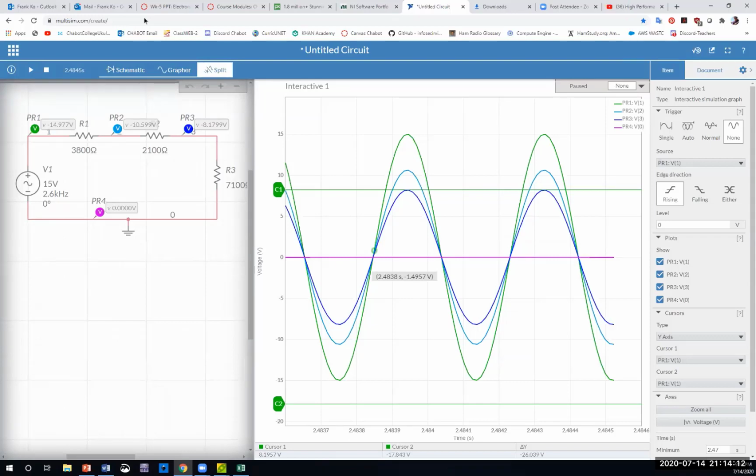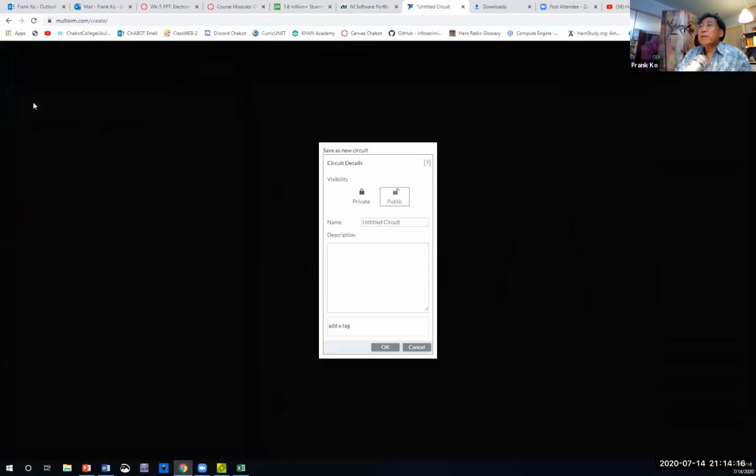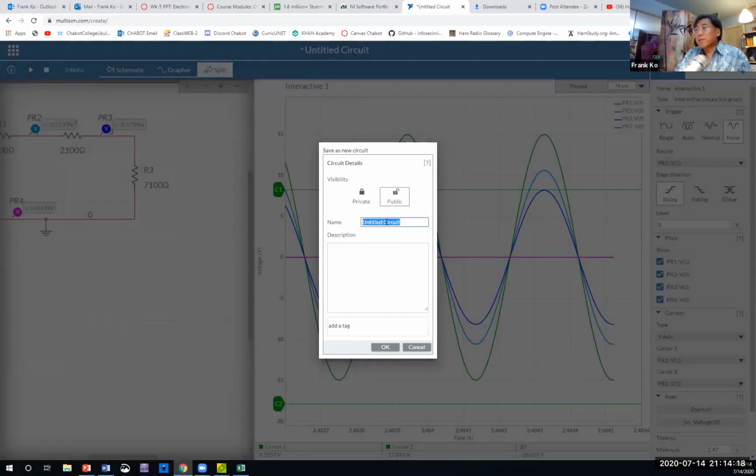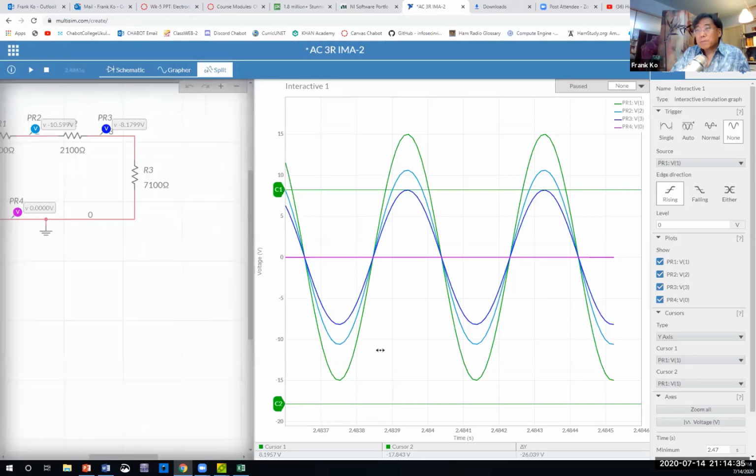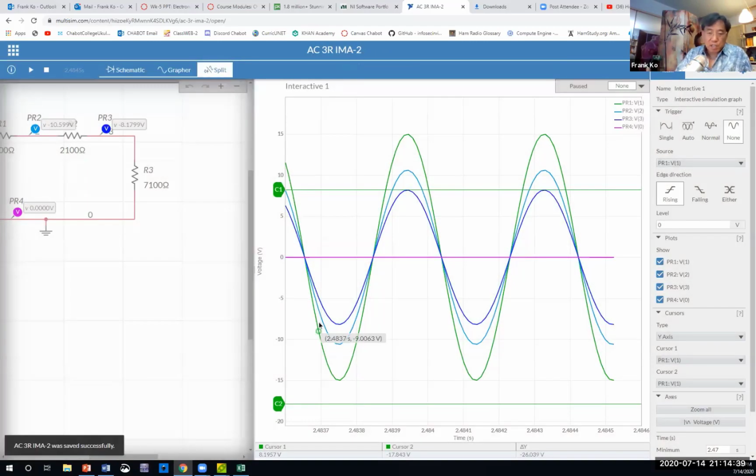Sounds good, thank you. So what I'm going to do here is, since we've done so much work, I'm going to do a save as. And on the save as, this is again AC 3R, and I'm just going to type IMA -2 because I've already got another AC3R. And now you save it. And then from here, you can do screenshots and then paste into a document and upload and send it to me.